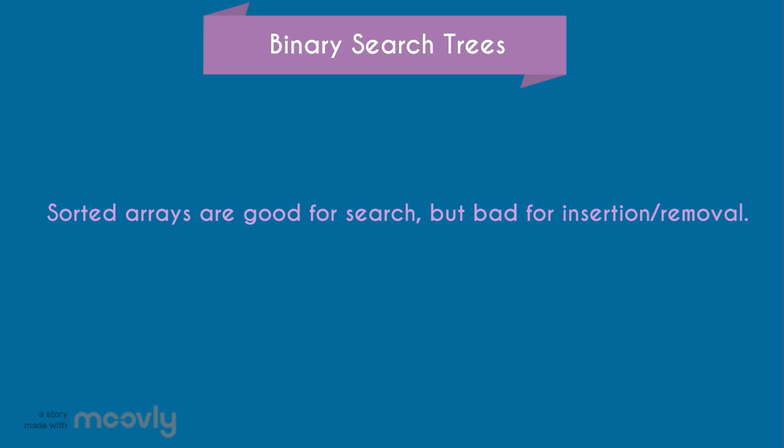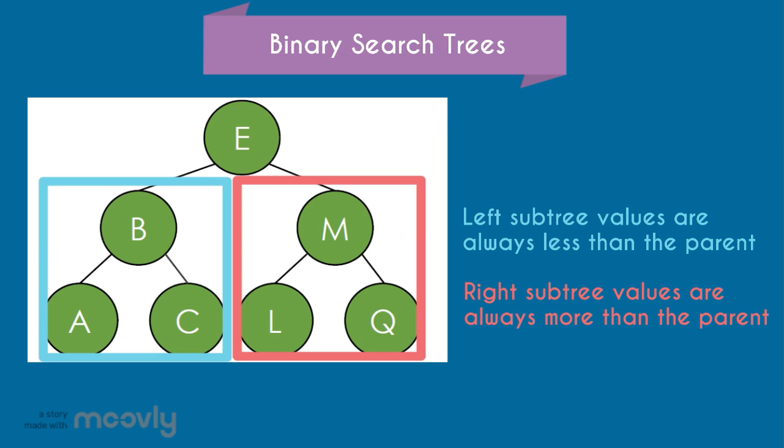To search an array, you have to make sure that it is sorted first. This is not the case with binary search trees, so they are a better option for binary searches. In a binary search tree, the left subtree values are always less than the parent, so this would represent the left side of the array we looked at. Right subtree values are always greater than the parent, so this would represent the right side of that array.